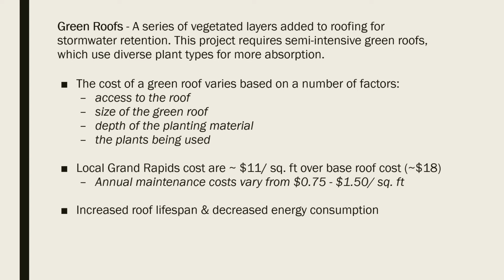So the cost of a green roof varies based on a number of factors. This could be the access, the size, the depth of the planting material, which would be the soil and the plants being used. Local Grand Rapids areas that provide green roofs are generally $11 a square foot. And the annual maintenance costs vary from 75 cents to $1.50 per square foot. This is due to trimming, keeping up with the plants so they don't spread. And the overall idea is increased roof lifespan, decreased energy consumption, and reducing runoff water from the roofs.